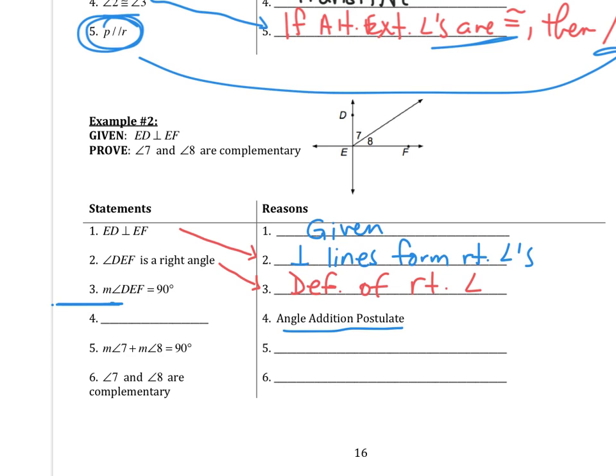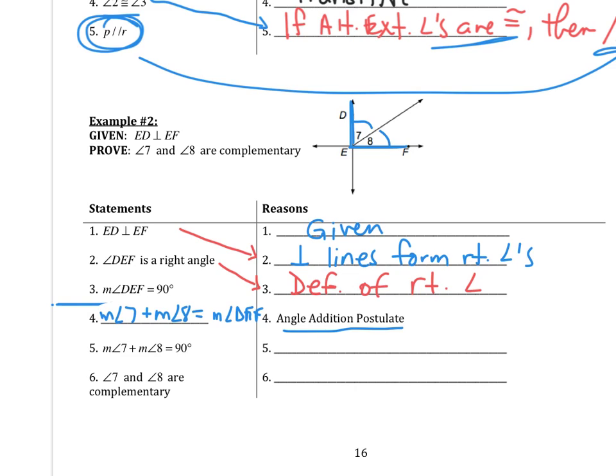Give you a hint. What if I said the measure of angle 7 plus the measure of angle 8? So the measure of angle 7 plus the measure of angle 8 equals what? Not 90, because that's already line number 5. Oh, very good. The measure of angle DEF, which basically says the big angle DEF is equal to the sum of the 2 smaller angles. That's the angle addition postulate.